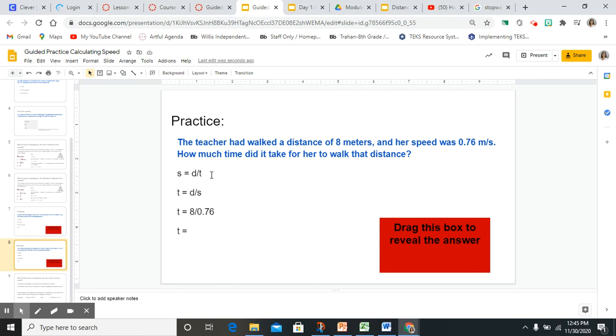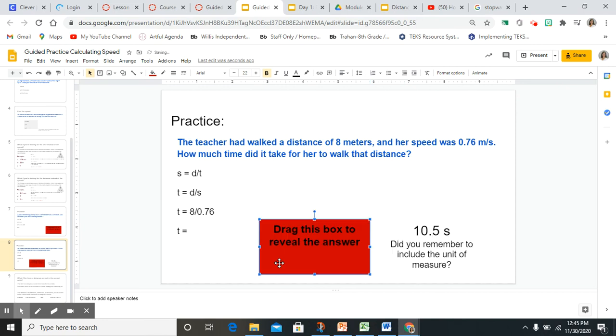If our speed formula is distance divided by time, and we convert that formula, time equals distance divided by speed, then that means we would divide 8 divided by 0.76 to get our time. Time is measured in seconds, so remember that unit of measure should end in seconds. The answer is 10.5 seconds.